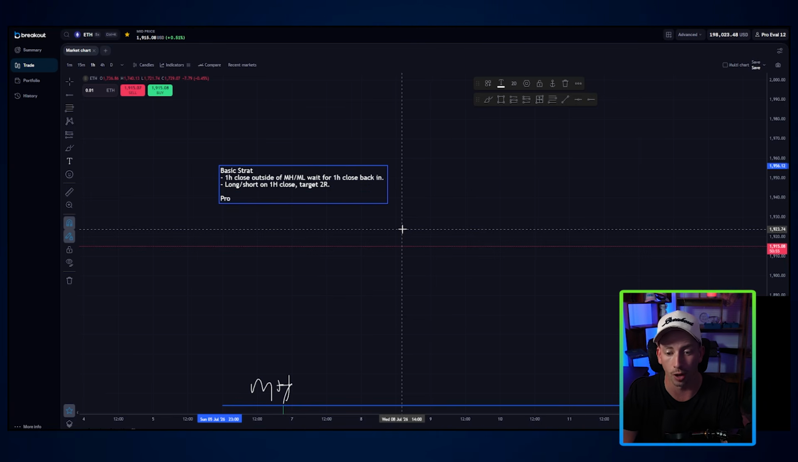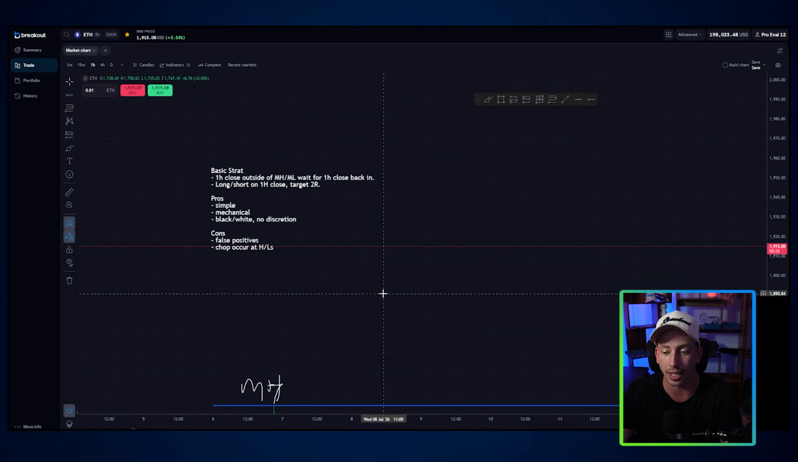Okay, so what are the pros? This is simple, mechanical, and it's going to be very kind of black and white. There's no discretion, okay? No discretion. The cons are there's going to be a lot of false positives. There's going to be a lot of chop at the highs and lows.